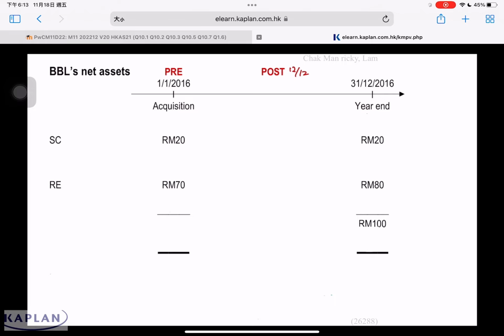At the acquisition date, there's a plant asset, 15 ringgit. After the acquisition date, the post profit is equal to 10 ringgit profit. We increase the value of the plant, so you must also increase the depreciation of the plant. The remaining life is 5 years, 15 over 5. Every year we must account for 3 of depreciation. At the end of the first year, the remaining plant asset is equal to 12 ringgit.